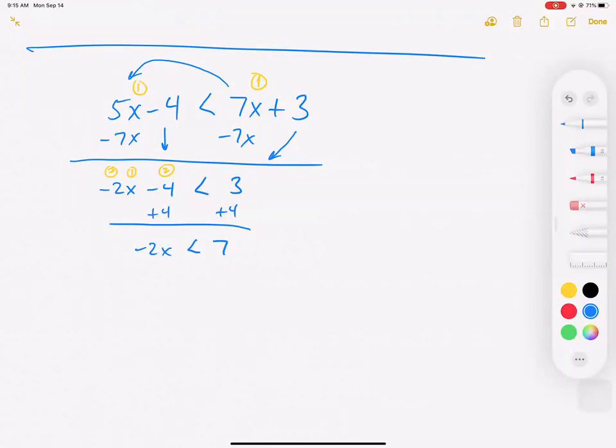And we're going to divide both sides by -2. Now be careful, remember, because of this negative sign, we divide by a negative, we have to then flip the inequality. So x is greater than 7 over -2, or this could be written as, put the negative in the middle, -7 over 2.